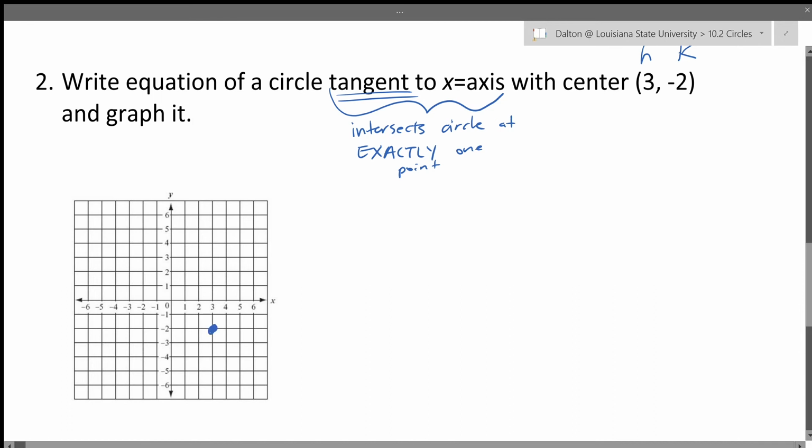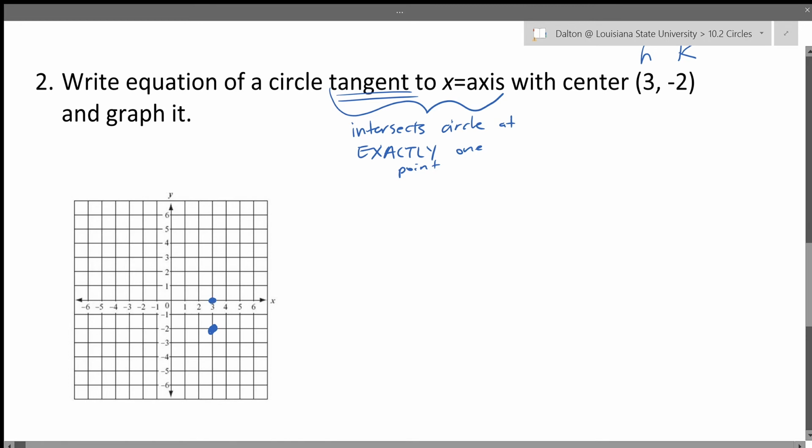Now, when it says our circle is tangent to the x-axis, if this is a center point, we could have a circle like this. Now, this doesn't intersect the x-axis at all, so it's not going to be this small. This circle is too big because it intersects the x-axis twice. So if my circle is going to intersect the x-axis only once, the only way that's possible is if it intersects the x-axis right here at the point (3, 0).